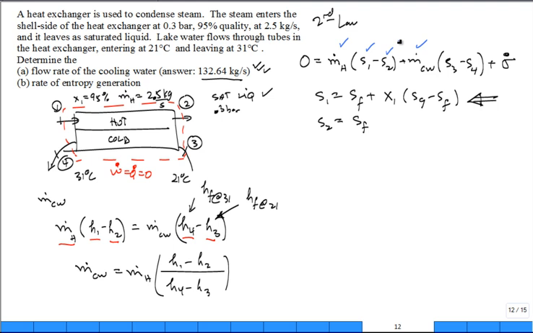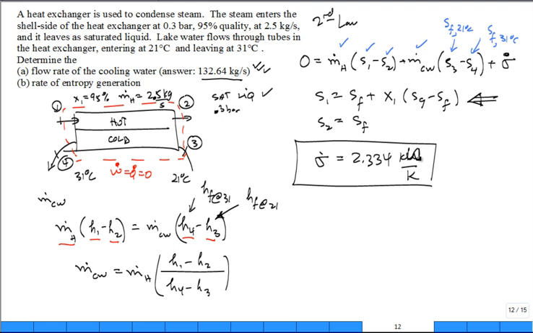How about for the cooling water? Same thing. This would be s_f at 21 degrees C. This is the s_f at 31 degrees C. And so then we calculate sigma dot, 2.334 kilowatts per Kelvin. Any comments or questions about that problem? I know that we did the energy balance in the previous chapter. Now we just add the entropy balance. Entropy balance. All right. Go to another one.